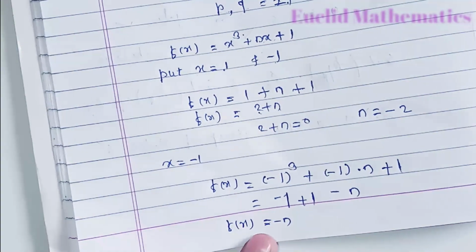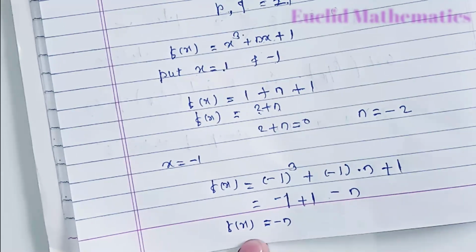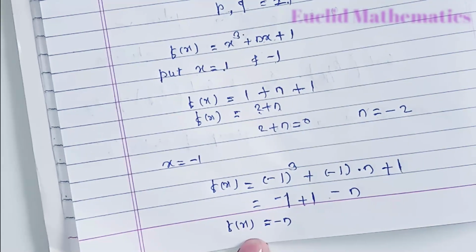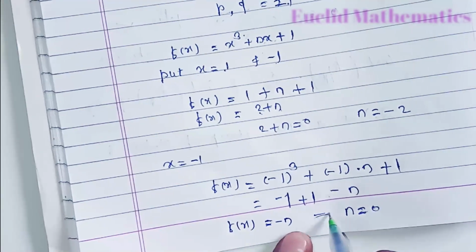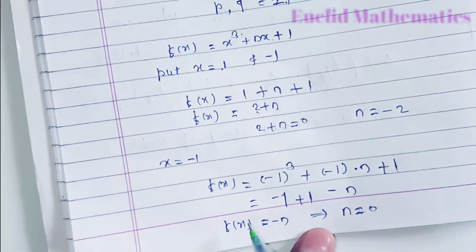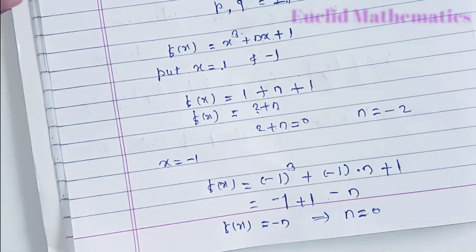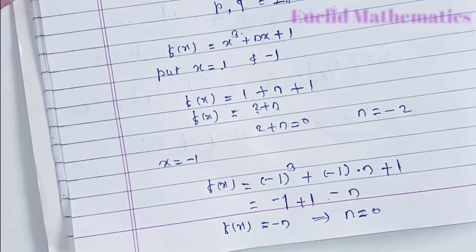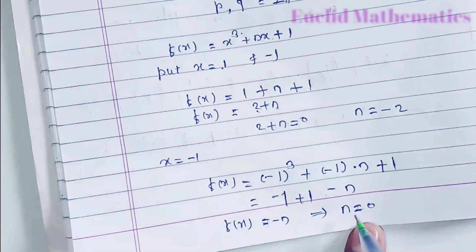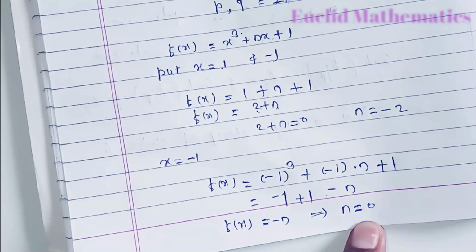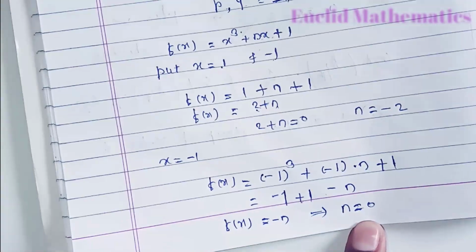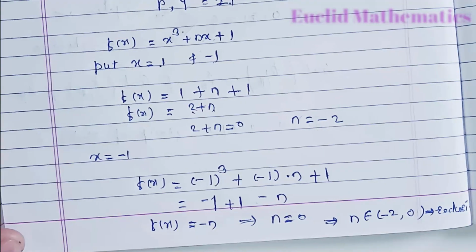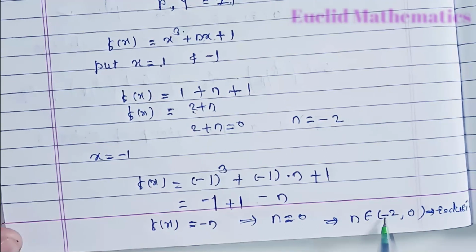So f of x has a root only when we choose n equal to 0, because there is no other option for f of x having a root. When n is 0, then f of x gets 0. That means we got two values of n where f of x has a root: n is minus 2 and n is 0. That means f of x is reducible only when n is minus 2 and n is 0. So f of x has a root when n belongs to the set of minus 2 and 0. That means f of x is reducible only for these two values.